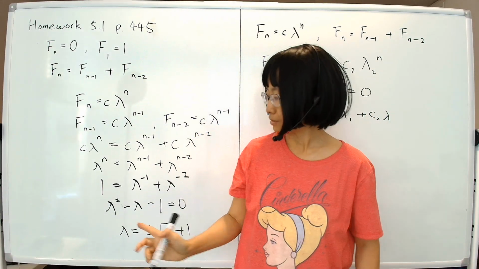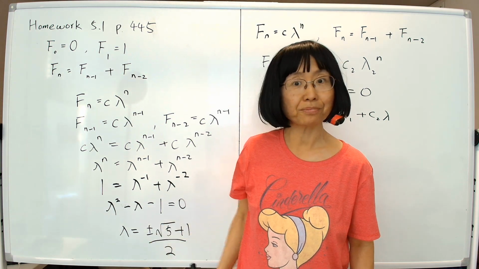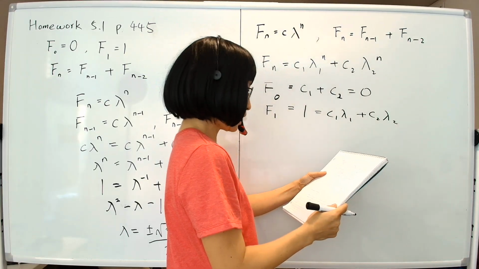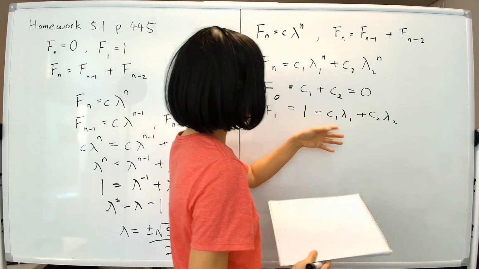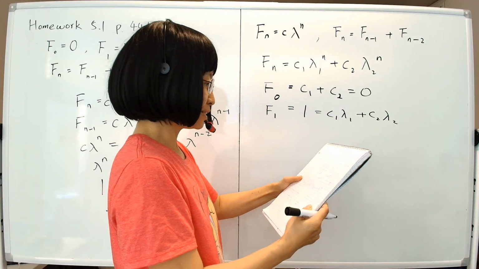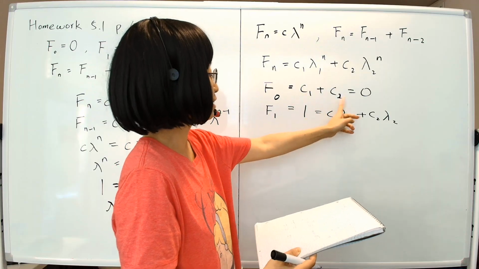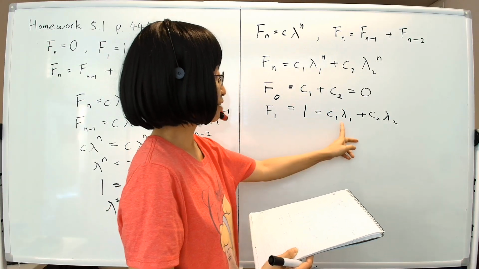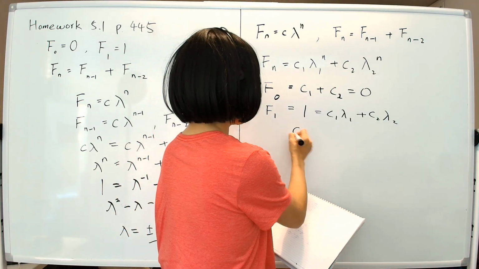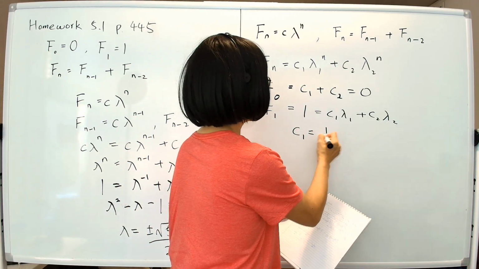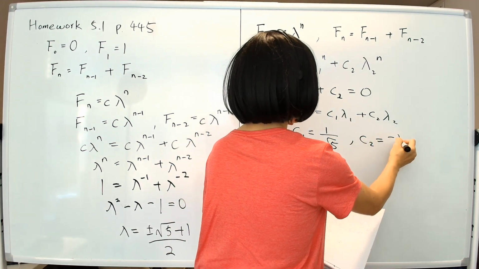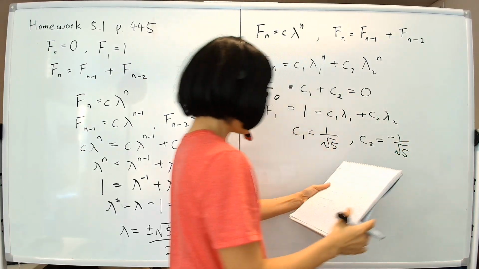Now, lambda 1 and lambda 2 are these two values, the plus and the minus. Now we have a simultaneous equation with two variables. C1 is just negative C2, so plug that in here and calculate lambda 1, lambda 2. When you're all done, you get C1 equal to 1 over square root of 5, and then C2 is the negative of that value, equal to negative 1 over square root of 5.